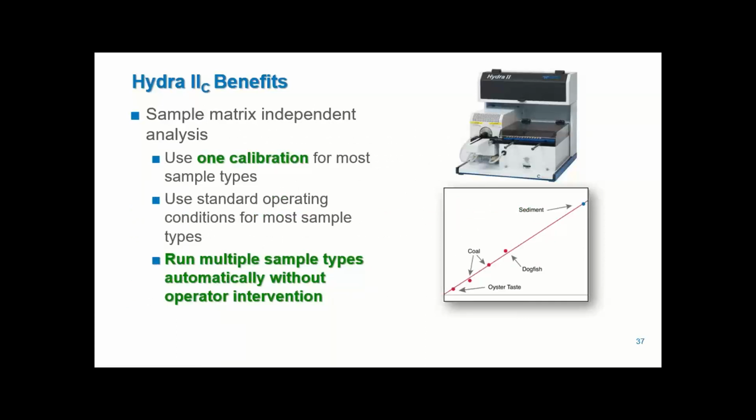And again, my favorite benefit, the sample matrix independence. You can run one calibration curve. You can use standard operating procedures, just modify your drying time. And you can run multiple sample types without any operator intervention. Here on this graphic, you can see that we ran sediment, fish tissue, and coal all on the same calibration curve.